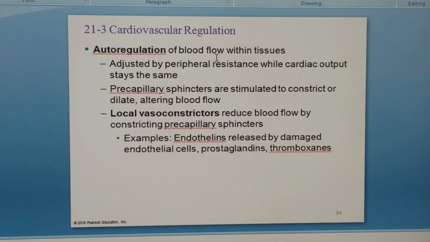Autoregulation of blood flow within tissues is adjusted by the peripheral resistance while cardiac output stays the same. We're basically closing or opening those sphincters. Precapillary sphincters are stimulated to constrict or dilate, altering blood flow. The local vasoconstrictors reduce blood flow by constricting precapillary sphincters. Okay.